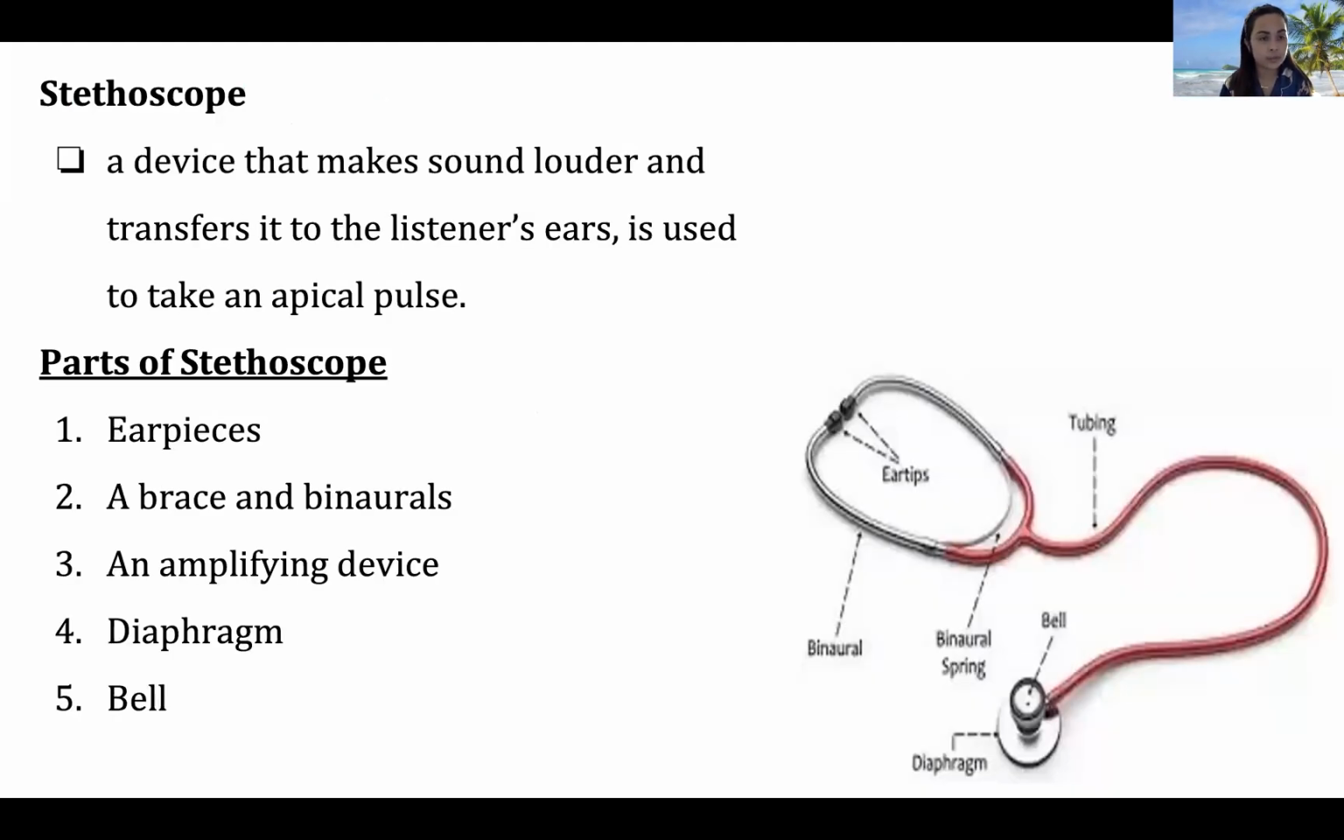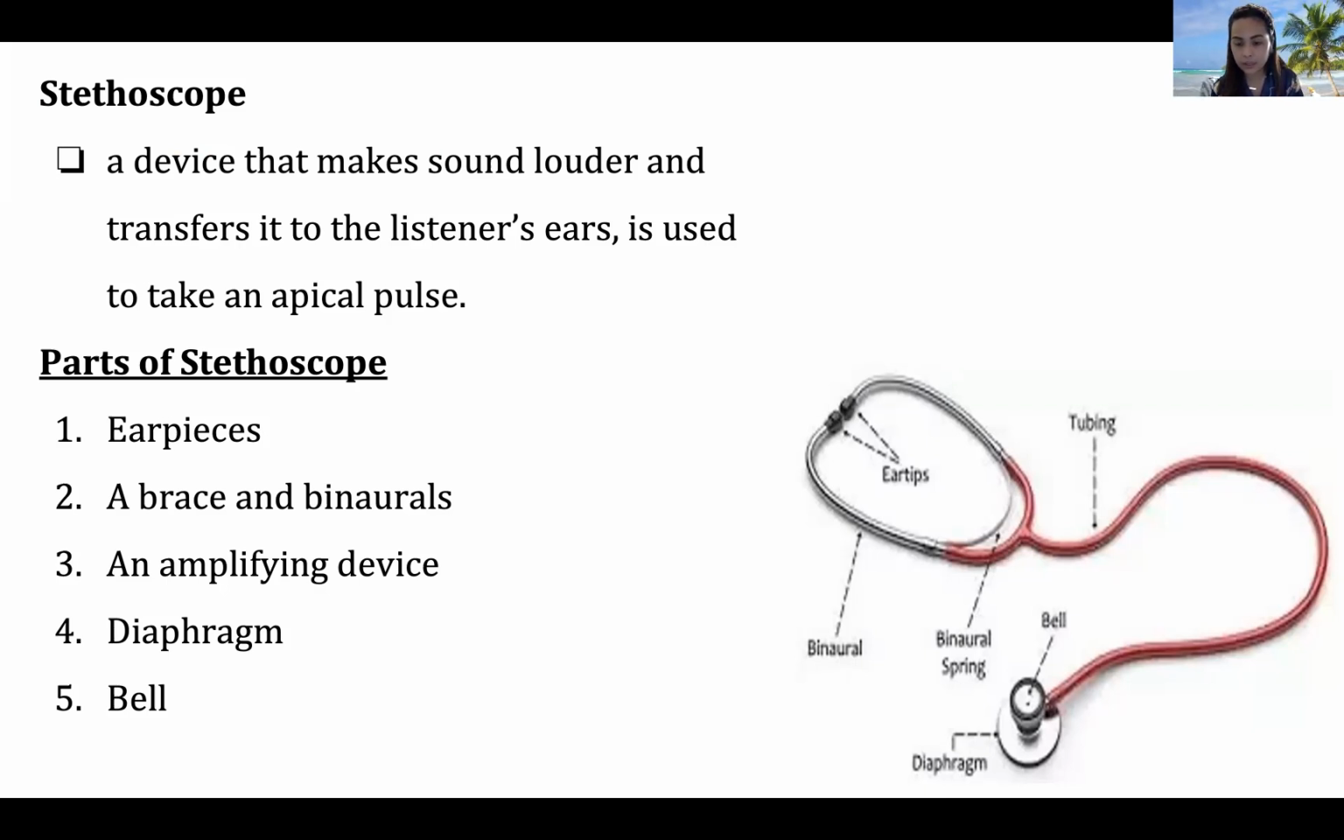Stethoscope is a vital device that can be used to check for apical pulse. It makes sounds louder and transfers them to the listener's ears. To check for apical pulse, we are using the stethoscope. We have different parts of the stethoscope. We have the ear pieces, a brace and binaurals, an amplifying device, and the diaphragm and bell.